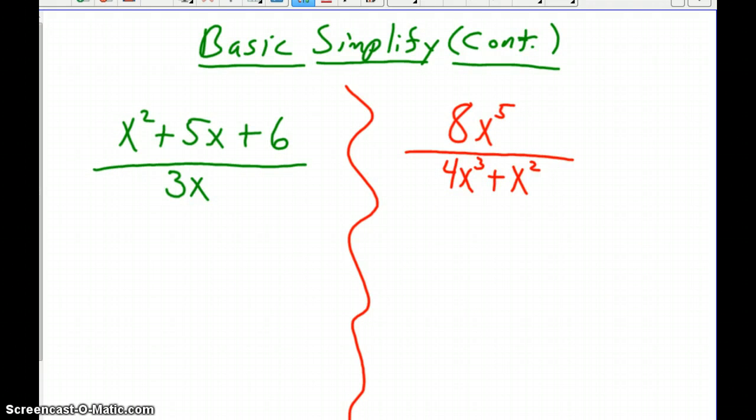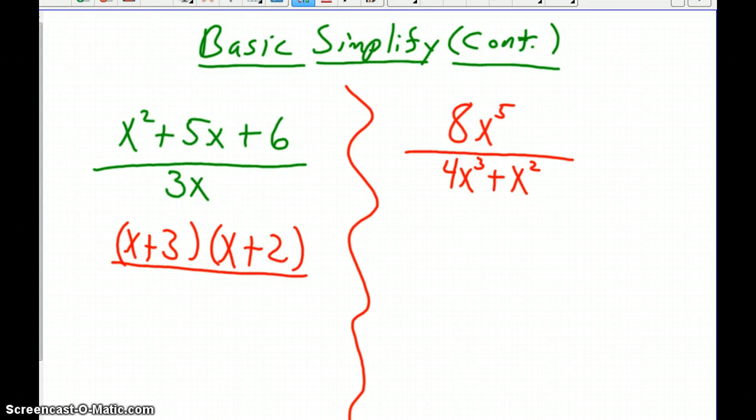All right, can you factor the one on the top? Okay, what is it? Okay, x plus 3 and x plus 2, or x plus 2, x plus 3 is right. Okay, look at the one on the bottom. Can you factor the one on the bottom? No, because it's a monomial. Mono meaning 1. No, it's just like that, okay?